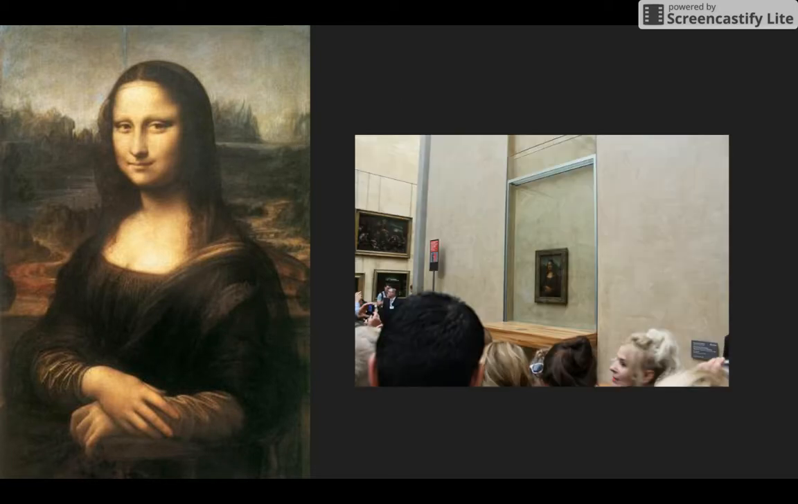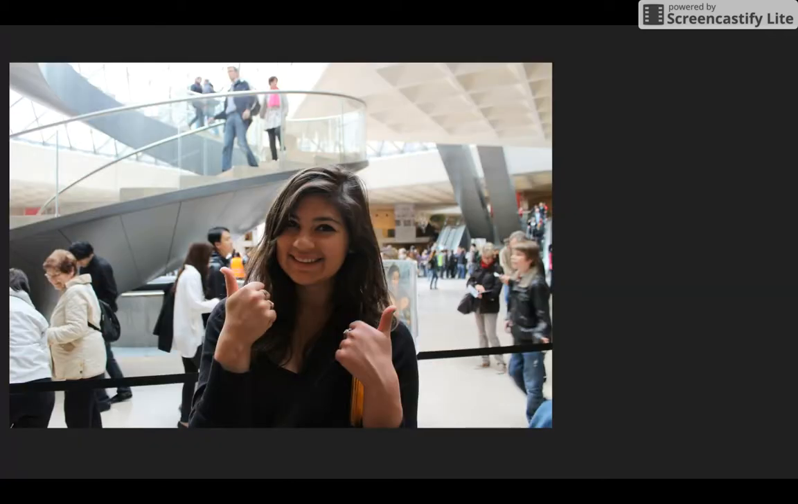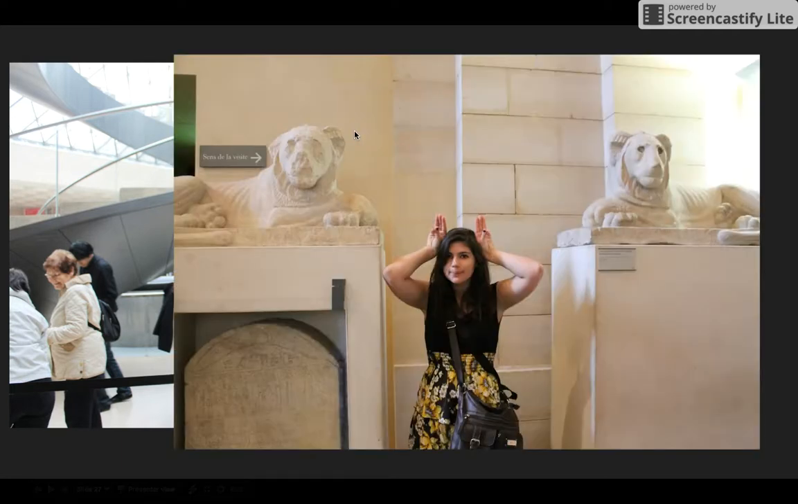So you can actually go see the Mona Lisa in a museum in Paris, France called the Louvre. And I've been there before, 4 years ago. Oh, this is Miss Easterly in 2012, so young. And did I take a photo in front of the Mona Lisa? No, I took a photo in front of some Egyptian lions because that's just who I am.